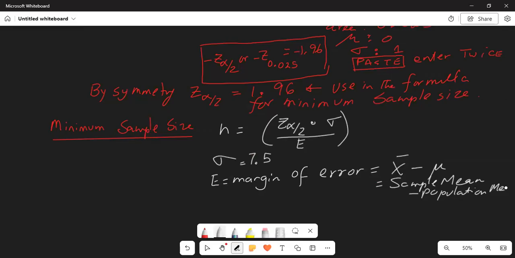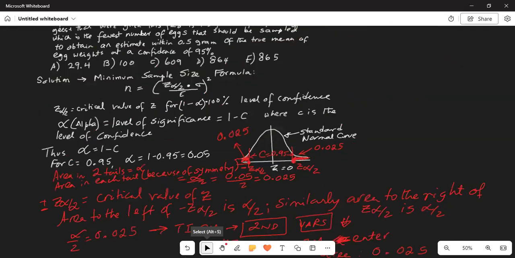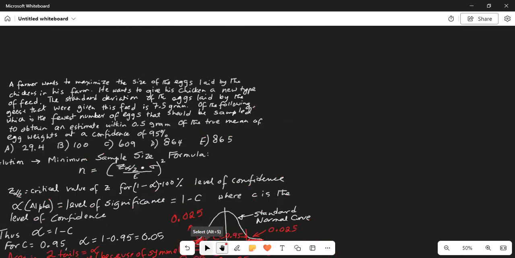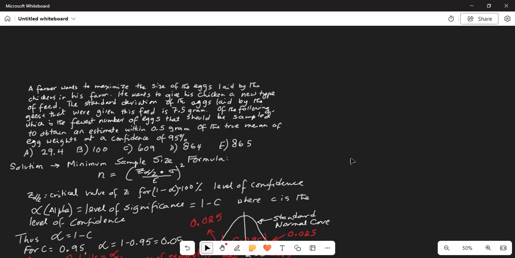Okay. So all this information has been provided to us. If we take a look, margin of error is to be maintained at 0.5 because it says, which is the fewest number of eggs that should be sampled to obtain an estimate within 0.5 gram of them. That means margin of error is 0.5 gram. Standard deviation is given as 7.5 grams. So I can do the problem over here now.